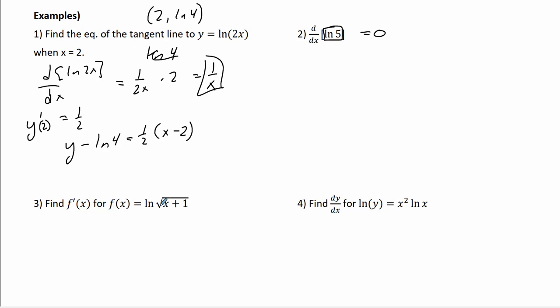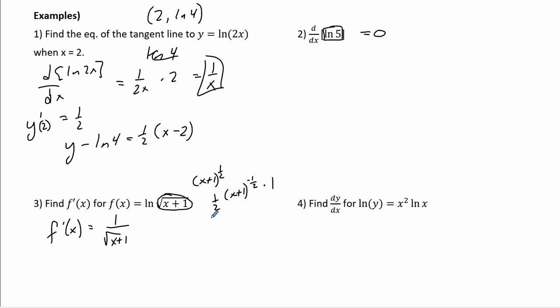Find the derivative of the ln of the square root of x plus 1. So the formula says f prime of x is equal to 1 over the expression times the derivative of the expression. I'm going to rewrite this as x plus 1 to the 1/2. So the derivative is 1/2 times x plus 1 to the negative 1/2 times 1, chain rule.